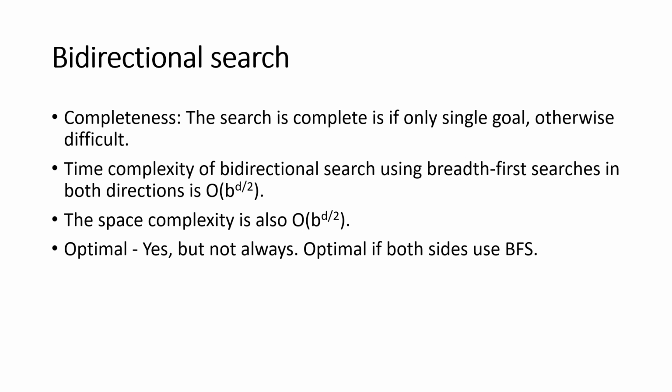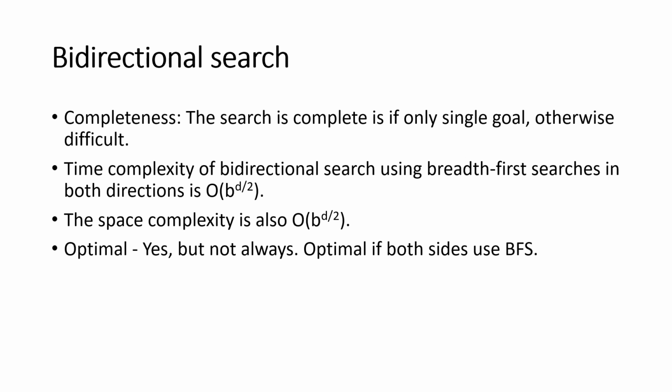Next point is time complexity. When breadth first search is used in both forward and backward direction, the time complexity will be b to the power d by 2. We already discussed the forward search and backward search. It uses BFS, so it will go only up to the depth d by 2, that is the worst case. So we are considering b to the power d by 2, where b is the branching factor and d is the depth of the optimal solution.